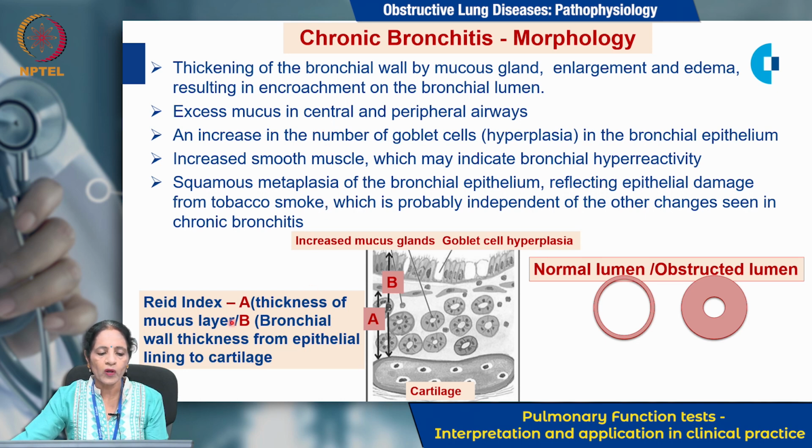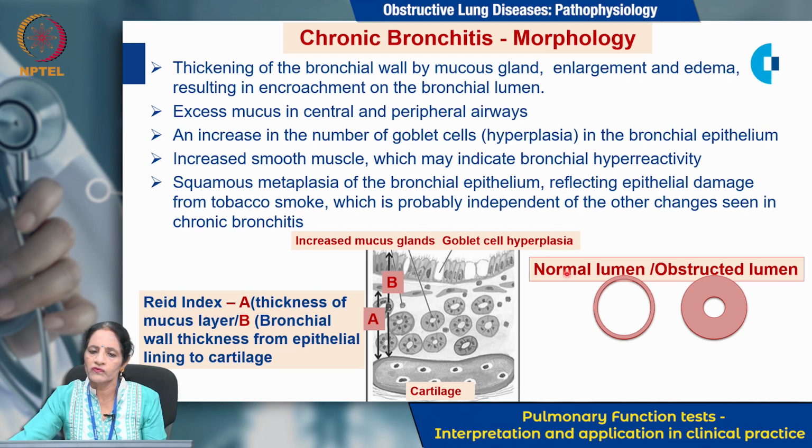Here it is seen what is the Reid index. This Reid index determines whether the patient has severe or mild bronchitis. So, the Reid index is the ratio of the thickness of the mucus gland layer in the mucosa to the entire wall thickness, that is from the epithelial lining to the cartilage. So, the depth of the mucus gland along with the entire length of the mucosa, the ratio between them determines the Reid index.